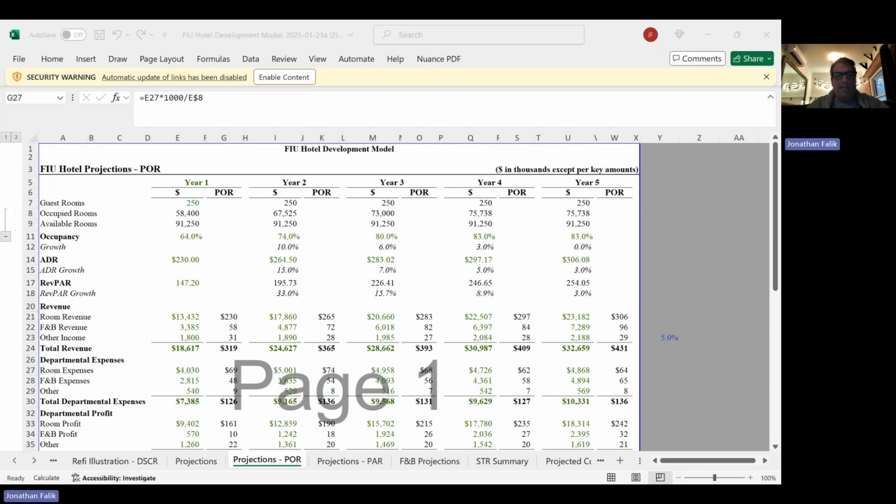This is the room's expense per occupied room. Sorry, the $69 is the year 1 room's expense per occupied room. Okay, so what is that? It's $4,030,000 divided by 58,400 occupied rooms. How do I get 58,400? That's 250 rooms at a 64% occupancy, right? So the number of occupied rooms is going to increase each period.